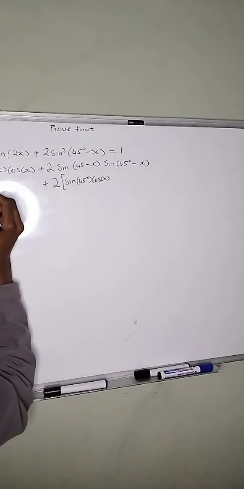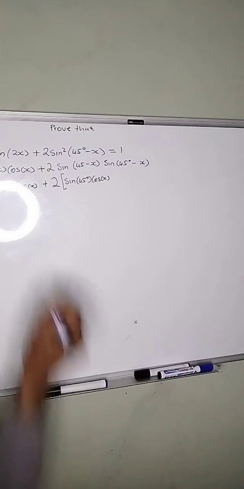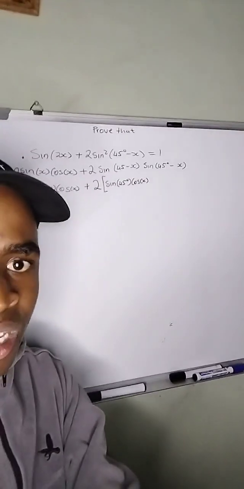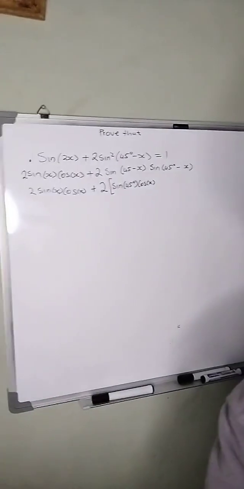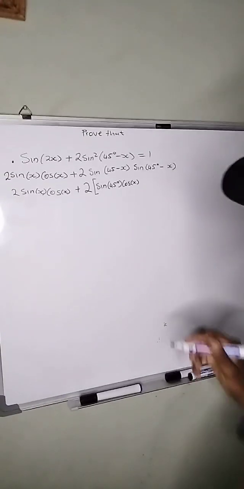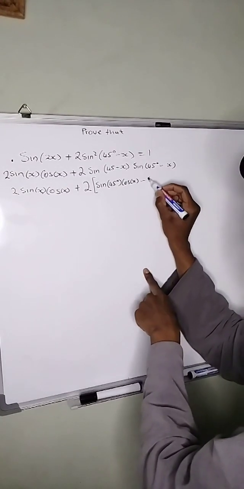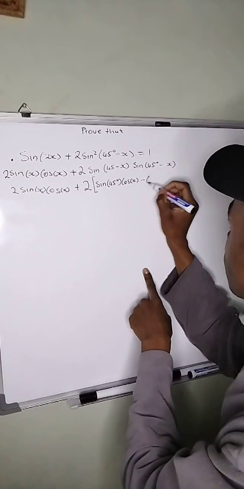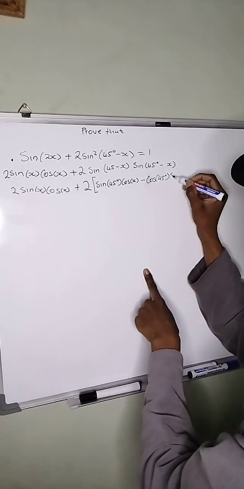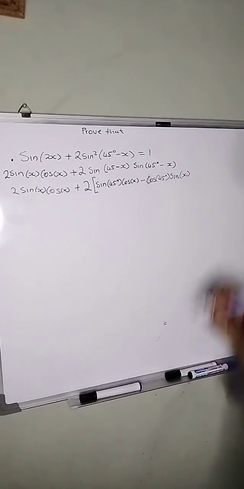So here I'm still going to have 2 sine x cos x, right? This is what we are saying. So I will try, guys, because what I'm going to write here is going to be a bit long, ne? And obviously minus cos 45 degrees and sine x, right?